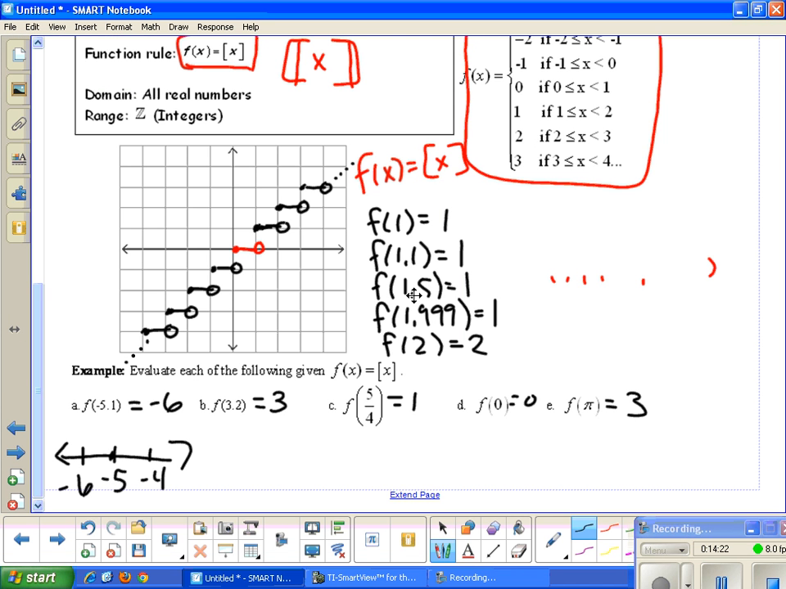So again, make sure you know what this looks like, and we will go ahead and talk more about piecewise defined functions and the greatest integer function in class.